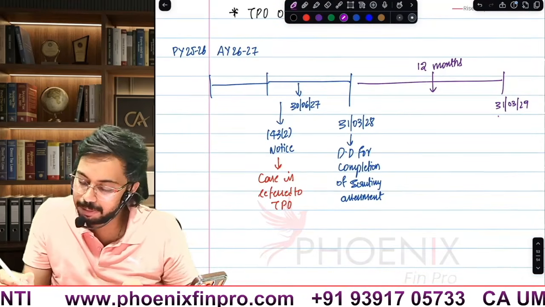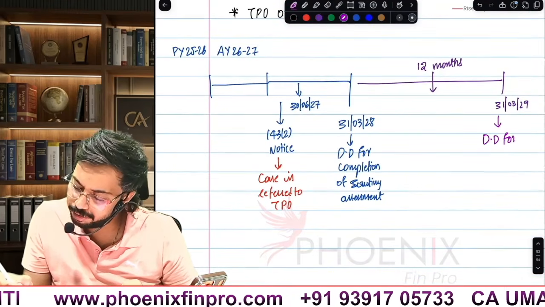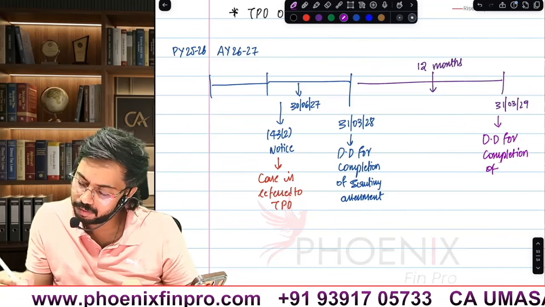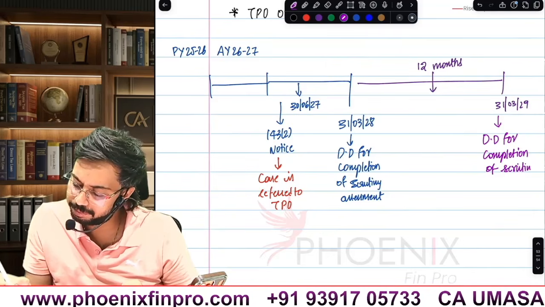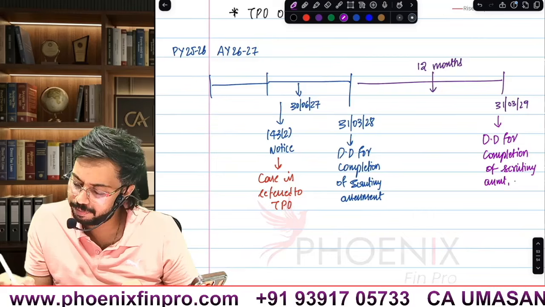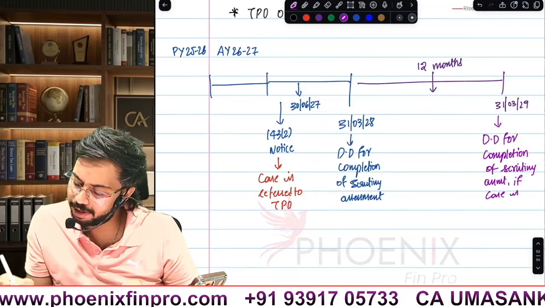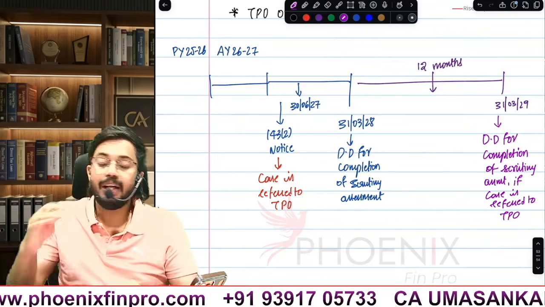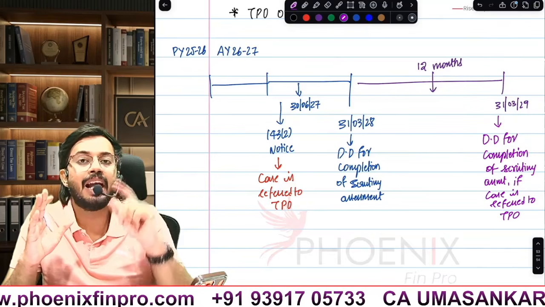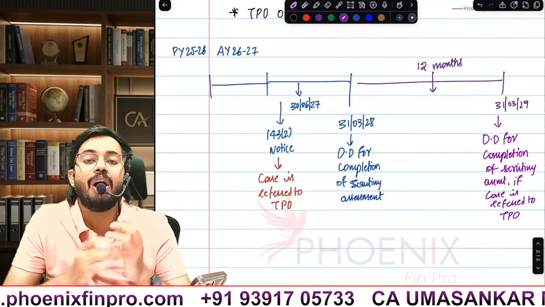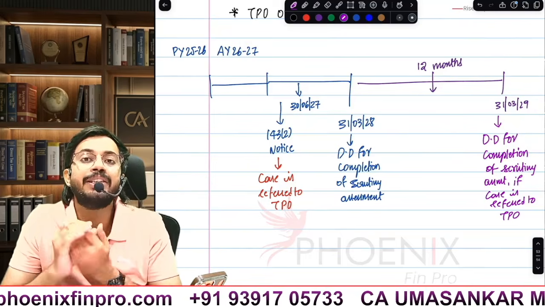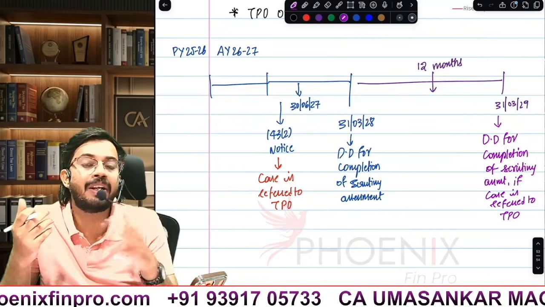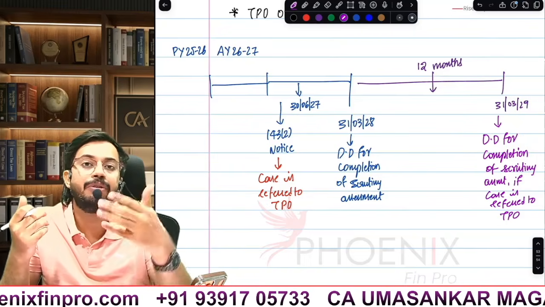So this will be the due date for completion of scrutiny assessment if the case is referred to the transfer pricing officer. Now, next, the assessing officer will get an extra 1 year time limit. What is the time within which the transfer pricing officer should give the transfer pricing order? After calculating arm's length price, the TPO will issue the transfer pricing order.